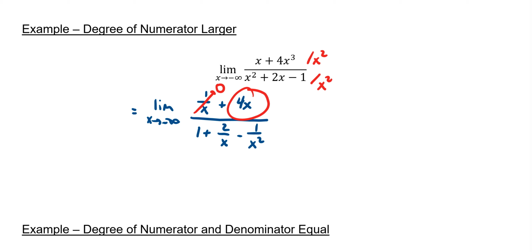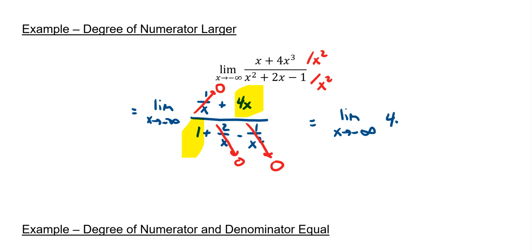4x does not approach 0. That is not in the denominator, it's in the numerator. So we'll come back to that in a second. 1 is just 1. 2 over x approaches 0. 1 over x squared approaches 0. So what we're left with here is 4x over 1, right? Which is just 4x.